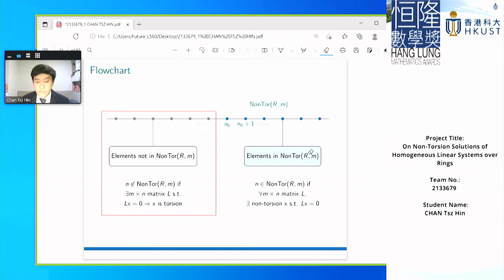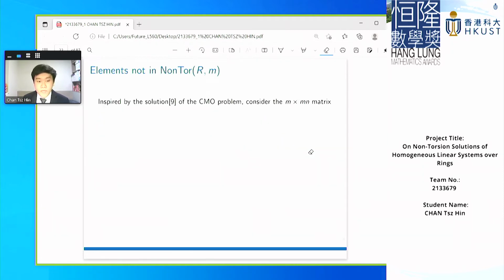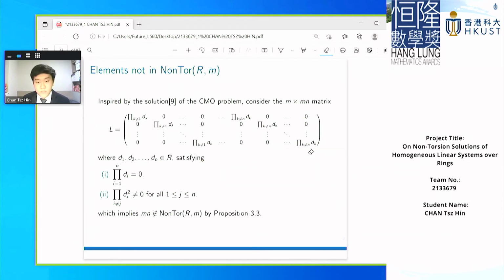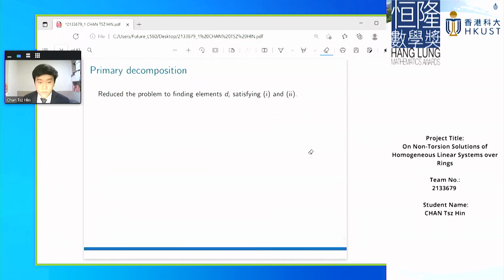We'll first look at the lower bound. Inspired by the solution of the CMO problem, we consider the following matrix where d_i satisfies these two conditions. By Proposition 3.3, this would imply that m_n, which is the number of variables, is not a non-torsion number. So we have now reduced the problem from finding a system to finding the elements d_i satisfying these two conditions.